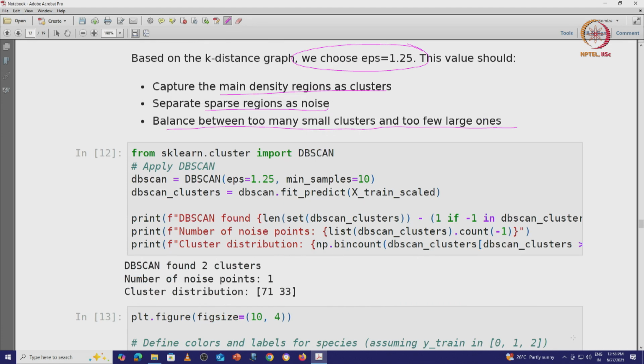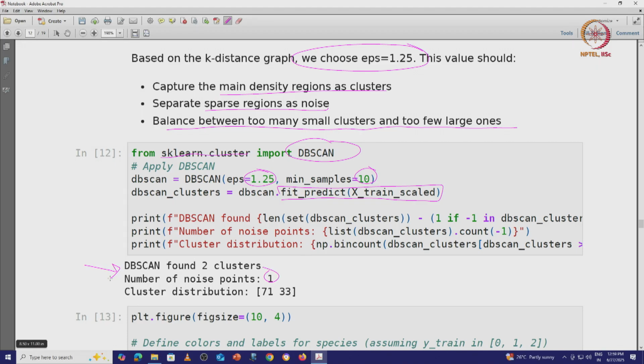So from sklearn.cluster, I am importing this DBSCAN module, and again first you have to apply the DBSCAN, right, to find out how the clusters have to be done, and you will be able to specify the epsilon parameter as well as the minimum number of samples, which we have done here. Okay, so in this case DBSCAN found two clusters, and there was one noise point, right.